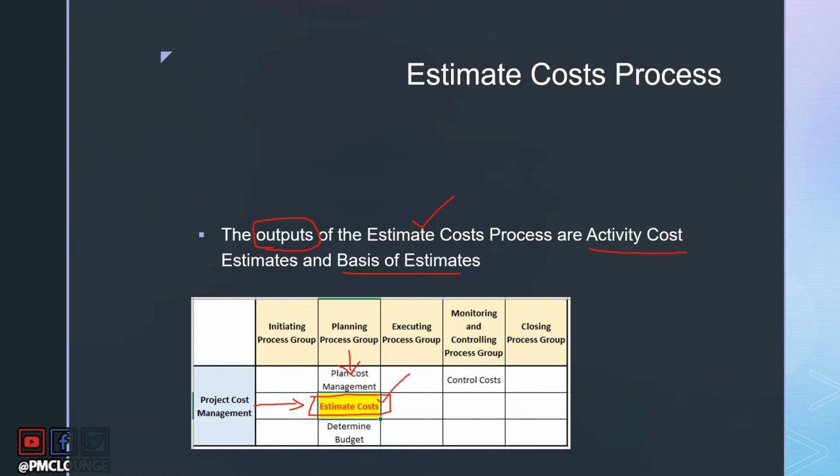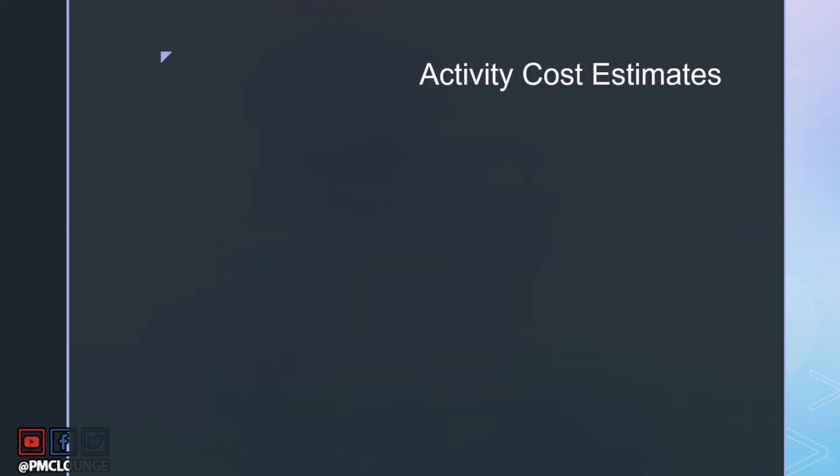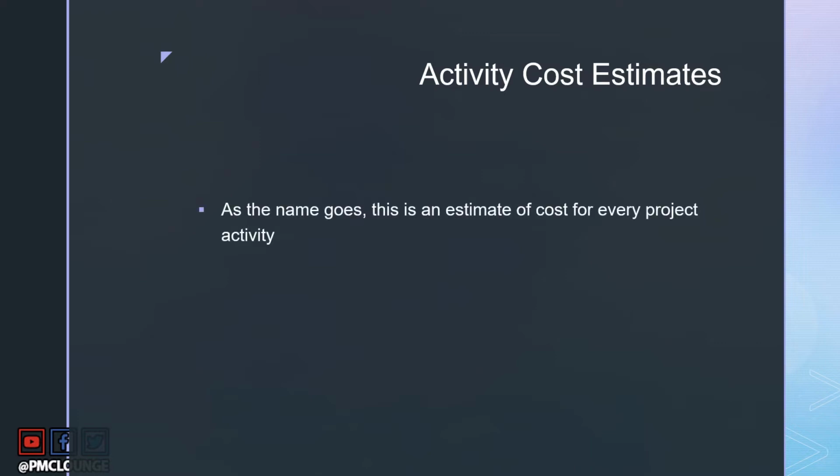The outputs of this process are activity cost estimates and basis of estimates. Let's look at these two separately and understand what they are. First of all, the activity cost estimates. As the name goes, this is an estimate of cost for every single project activity. This is important. So we are now estimating the cost of every activity in the project. We are not talking about every task. We are not talking about every deliverable. We are talking about every project activity.